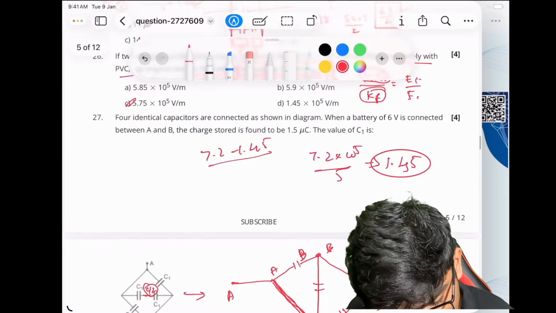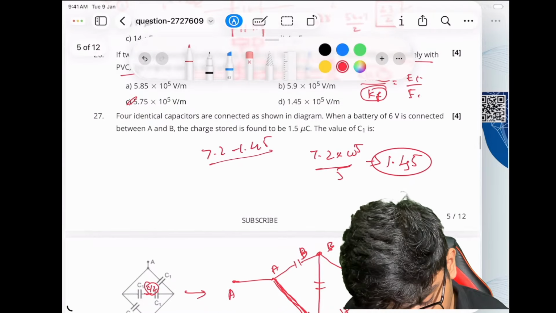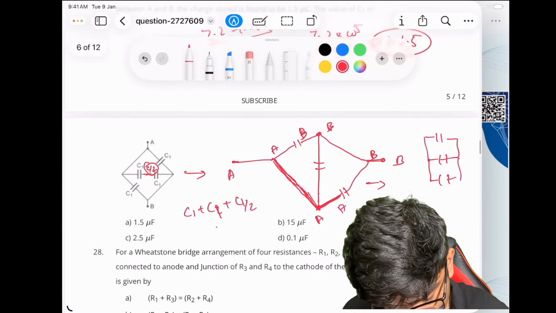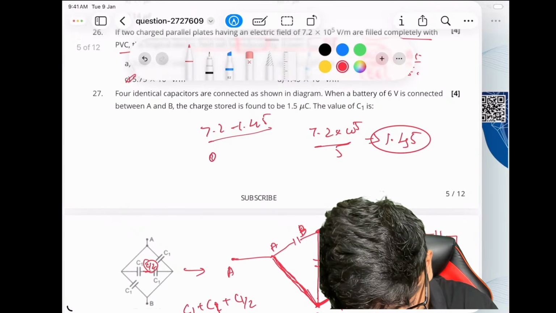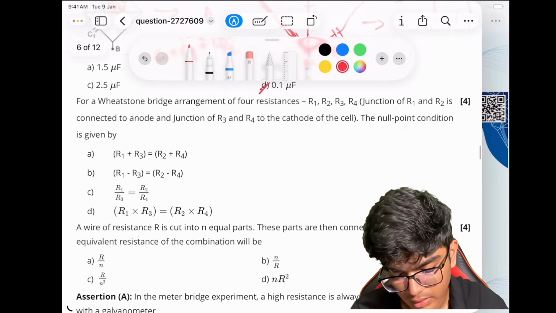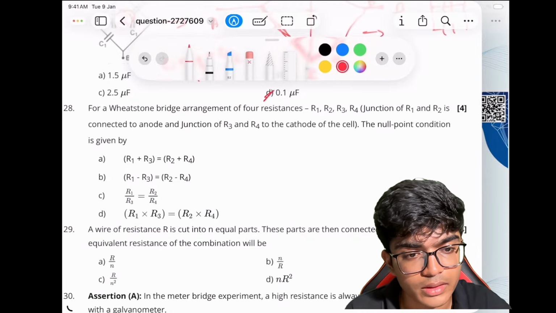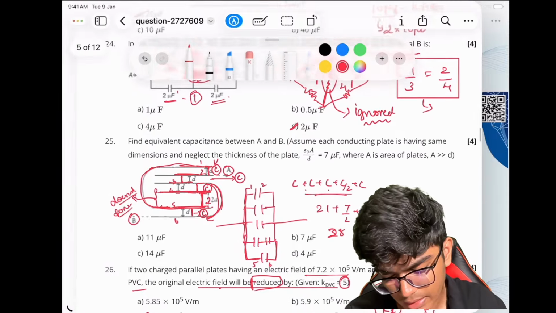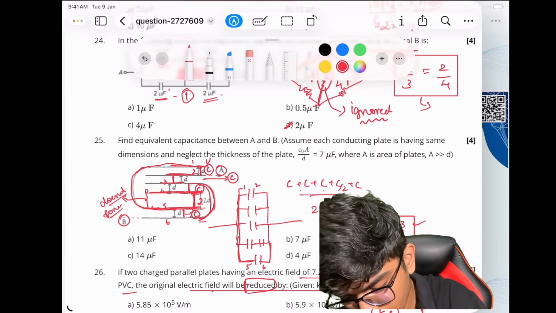It is 0.1 microfarad. You know, C is nothing but Q by V. Q is 1.5, V is 6. Let's find the value of C. For a Wheatstone, I'll probably use this kind of question in the exam. This one is a little confusing, but once you practice a sufficient amount, it will get easier.